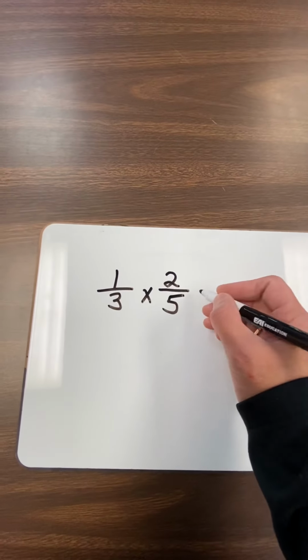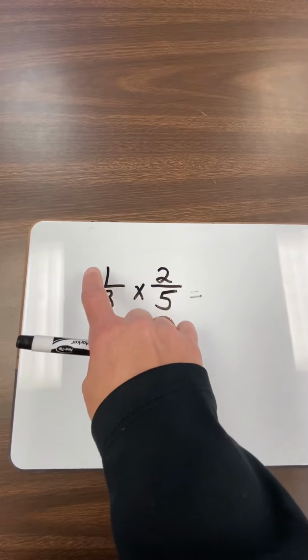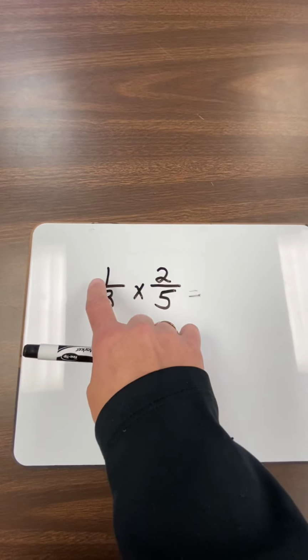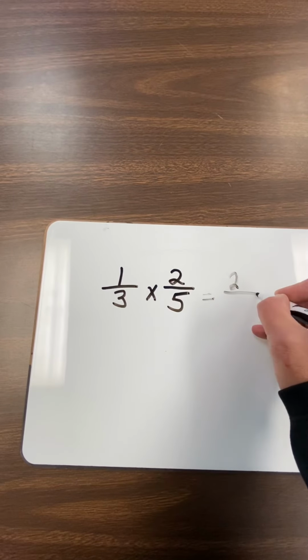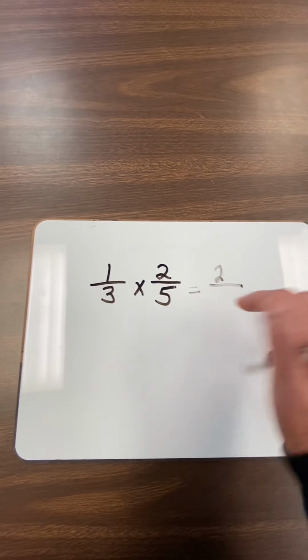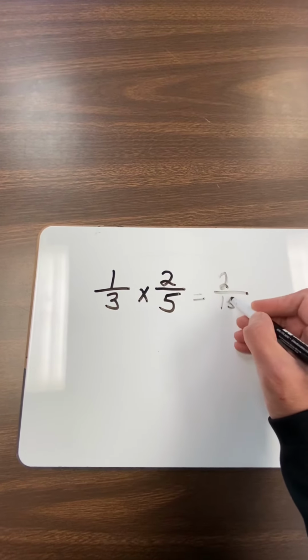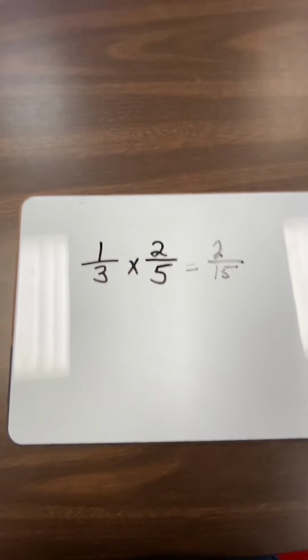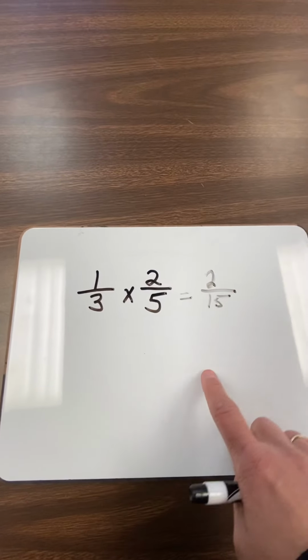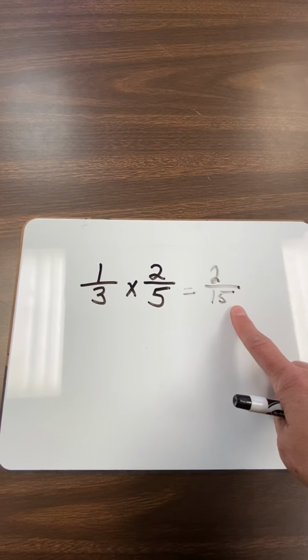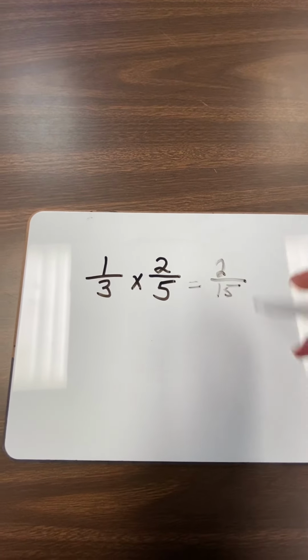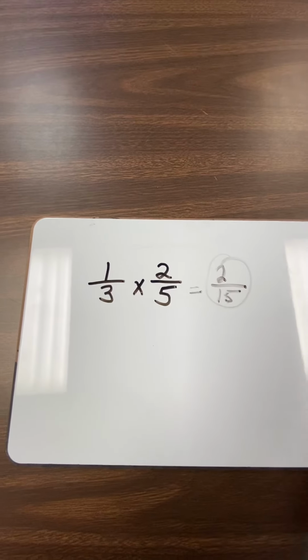So in this case then, all you have to do is multiply your numerators. 1 times 2 is 2, and 3 times 5 is 15. So 2/15 would be your answer, because 2 is not a factor of 15, so it can't be reduced. So 2/15 would be your answer.